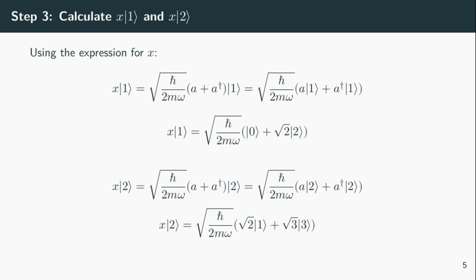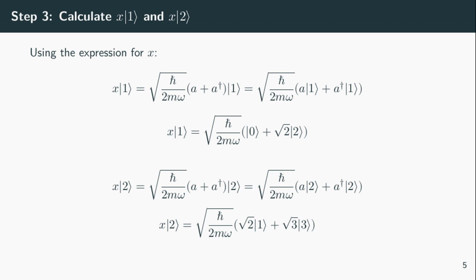Now in step 3 we use the expression for the position operator x from step 1 along with the operator actions we found in step 2 to see how x acts on our basis states ket1 and ket2. First, let's apply x to ket1. Recall from step 1 that x is proportional to the sum of the annihilation operator A and the creation operator A dagger. So we apply A plus A dagger to ket1. We distribute these operators and then use the results from step 2. A acting on ket1 gives ket0 and A dagger acting on ket1 gives root 2 times ket2. Combining these, we find the expression for x acting on ket1 shown here.